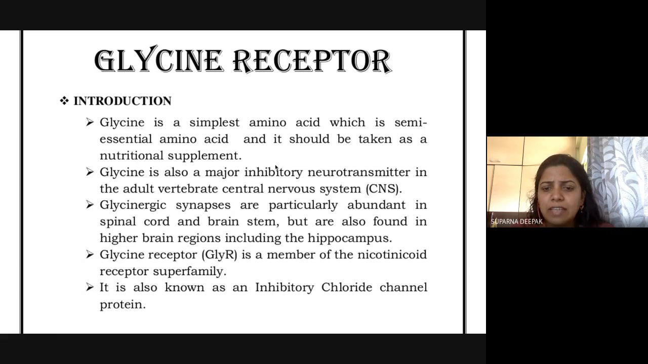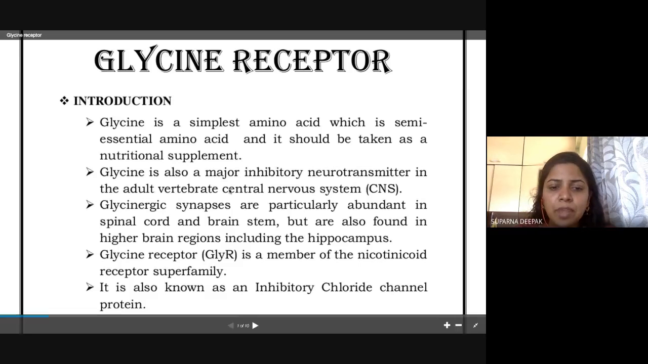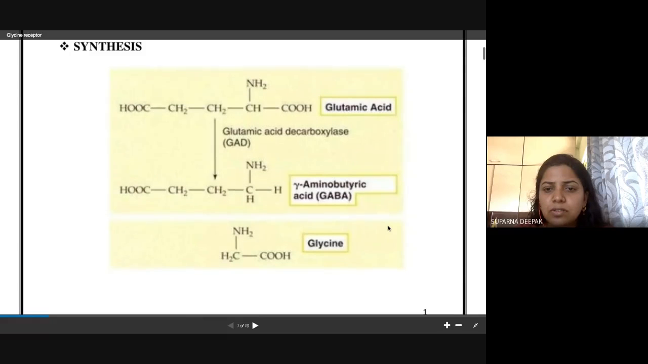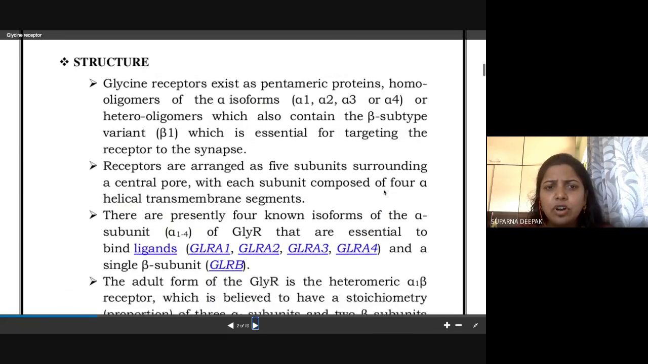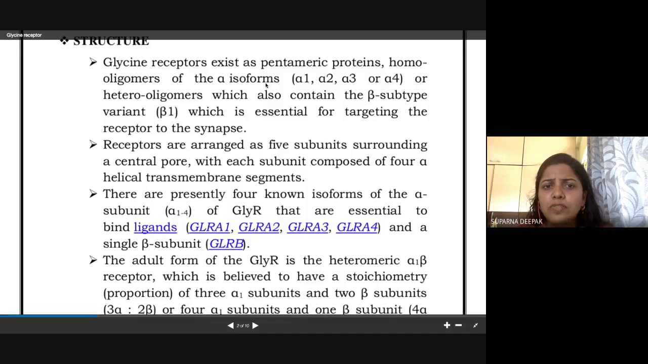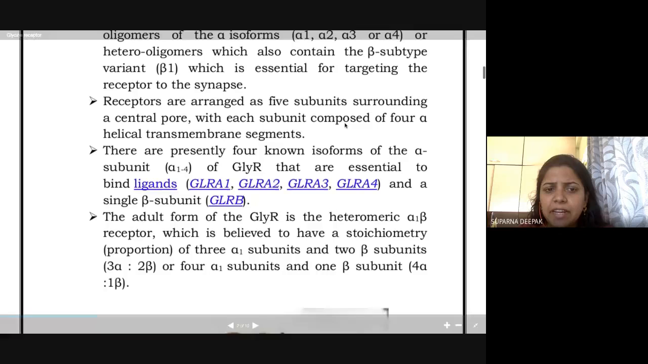Glycine receptors are classified under the nicotinicoid receptor superfamily, and hence it is also known as the inhibitory chloride channel. So this is how you have the synthesis of glycine. When we talk about the structure of the receptor, it is a pentameric protein, made up of homo-oligomers of alpha isomers. So there would be alpha 1, 2, 3, or 4. And you have beta subunits, beta 1, which is essentially the target for the receptor, where your binding can be done.